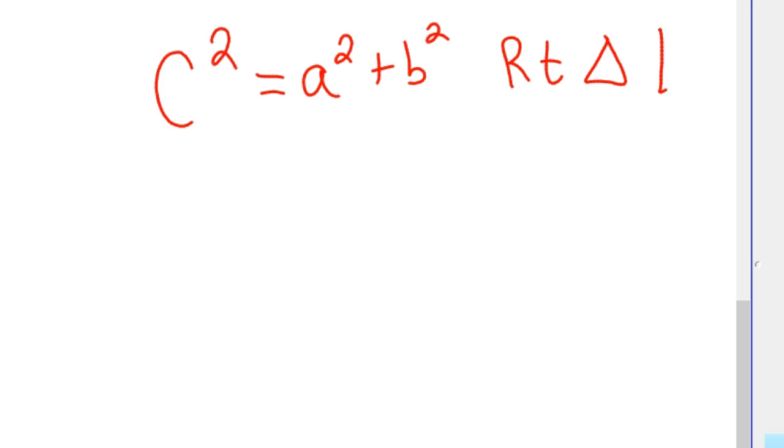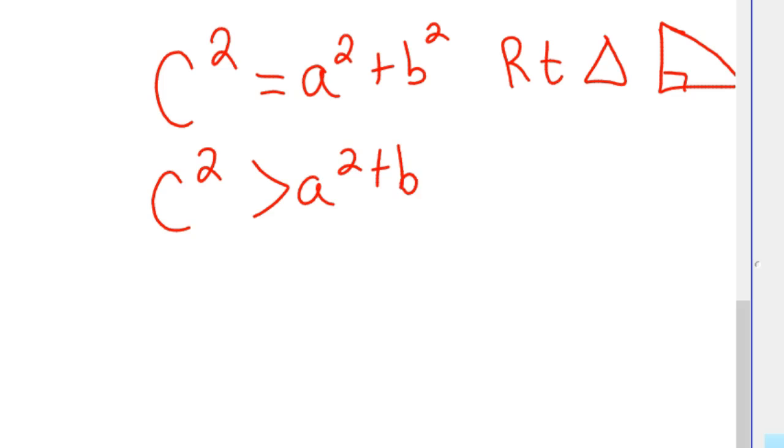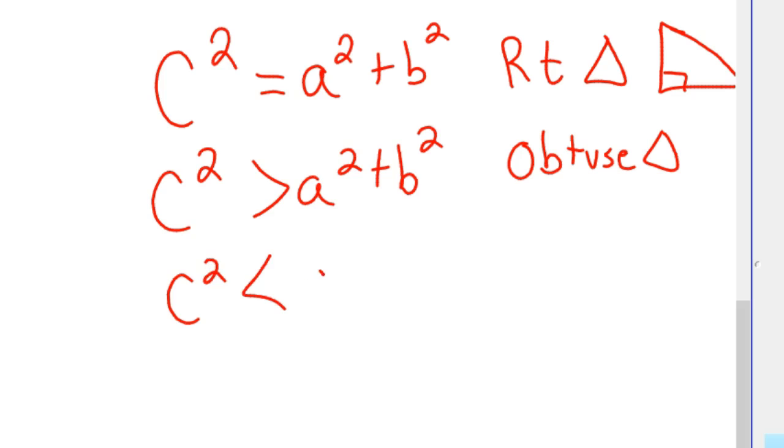So if C squared equals A squared plus B squared, it's a right triangle, so we have basically this, where this is a right angle. Then we also know that if C squared is greater than A squared plus B squared, we have an obtuse triangle. And if C squared is less than A squared plus B squared, we have an acute triangle.